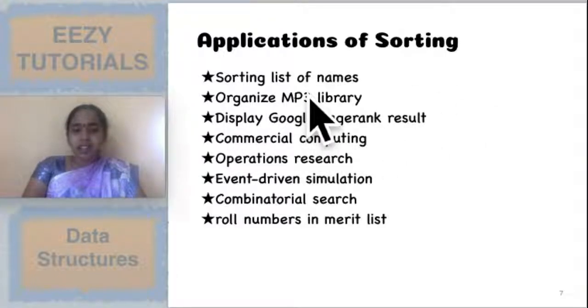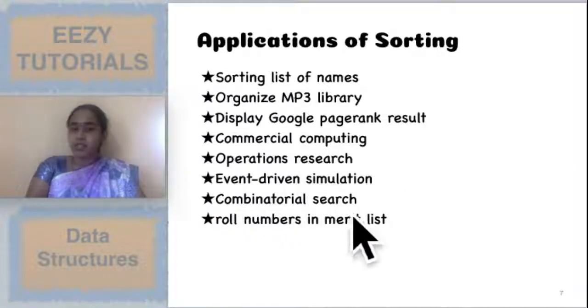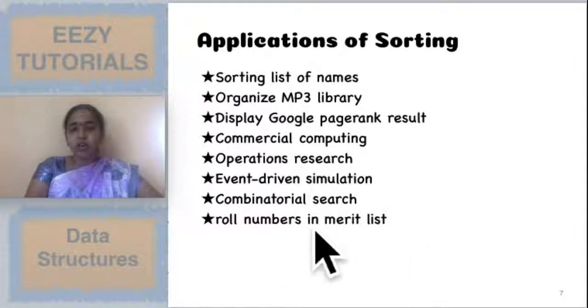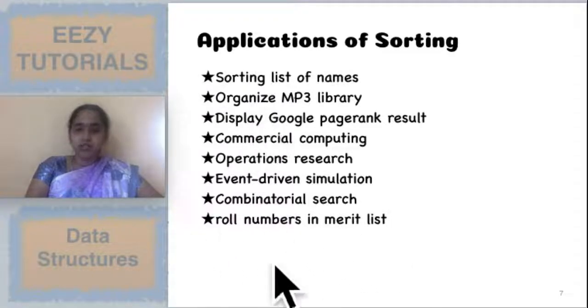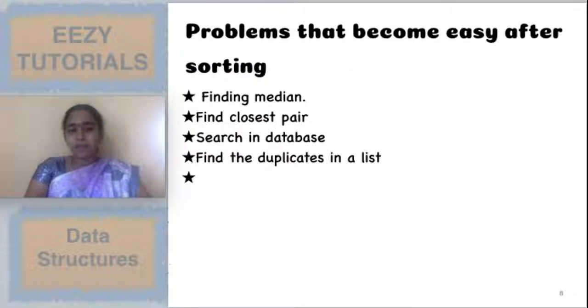Applications of sorting cannot be restricted to a few applications. There are many vast applications. A few are sorting a list of names, arranging an mp3 library, displaying the page rank result in Google, commercial computing, operational research, simulations, especially event driven simulations, and combinatorial search. The best example at student level is roll numbers in a merit list. We always search. So these are some applications of sorting.